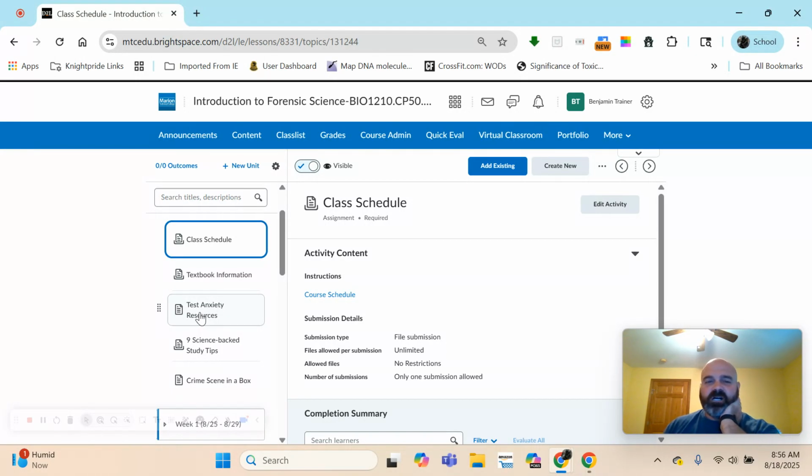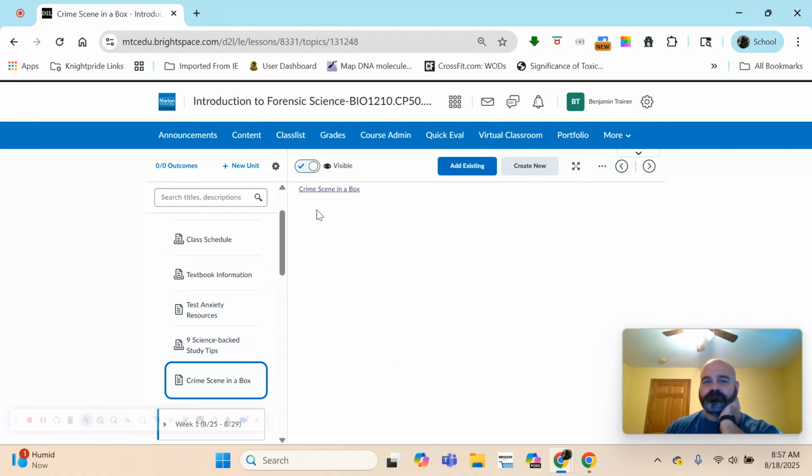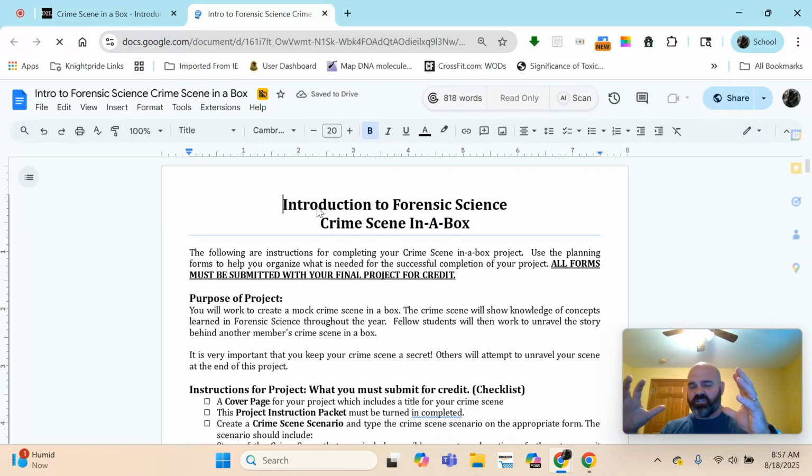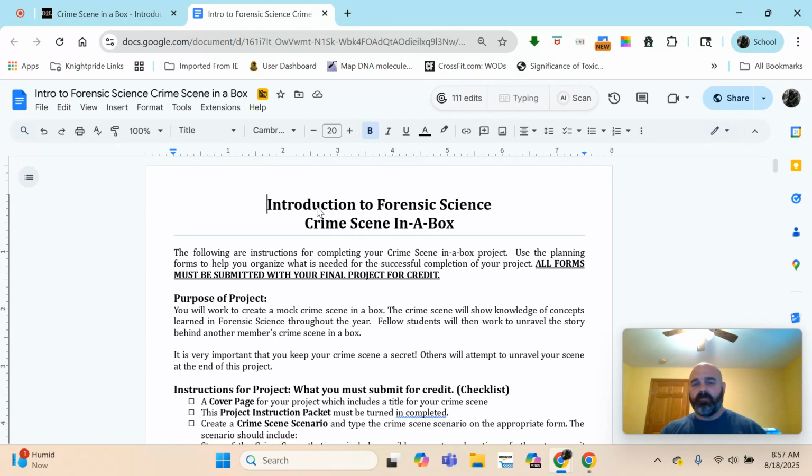And then as you get into the other exams, you have a better idea of what to expect. What I do want to go over just real quick here, though, is this crime scene in a box. So what I've done is I've taken this whole big project and I've put it in one spot. So if you have a question about something, come back to this. It's very, very useful to you in terms of being able to explain it.